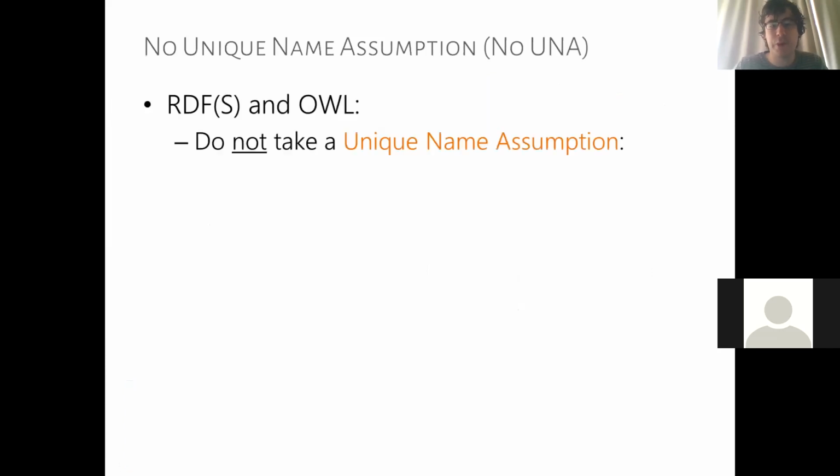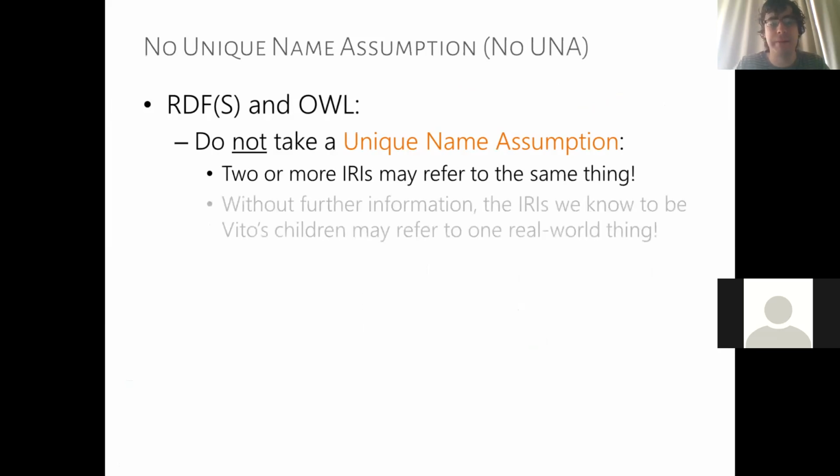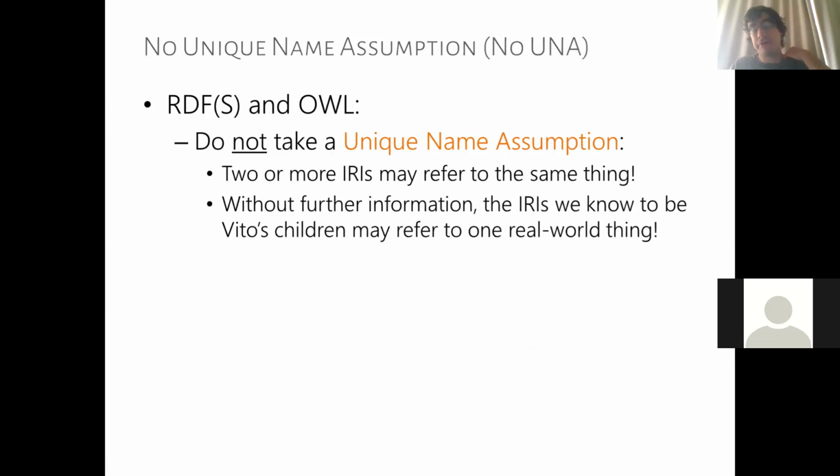And this is also important. RDFS and OWL do not take a unique name assumption, which means that 2 or more IRIs may refer to the same thing. So without further information, these children of Vito might all refer to 1 child, right? We just have different names for 1 child.